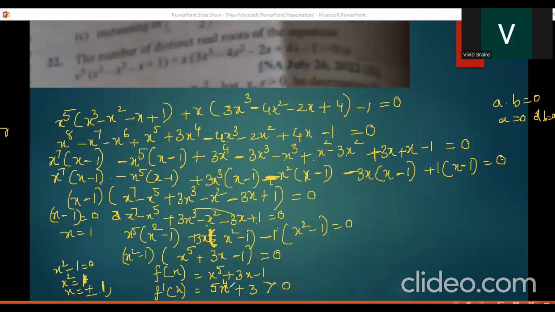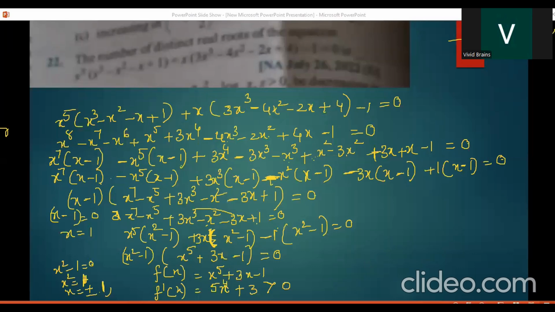So you see the power here, the power is odd. Okay. If the power is odd, x power 5 plus 3x minus 1, power is odd, 5. So what do you say? If the power is odd, then it is going to take limits from minus infinity to plus infinity. It can go very far, right? From minus infinity to plus infinity, right? So it can start from minus infinity to plus infinity.